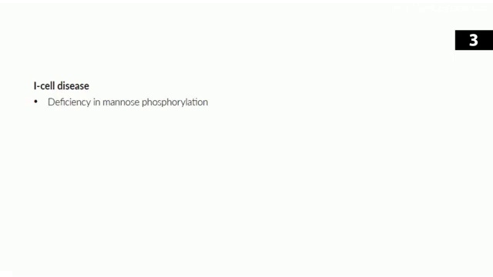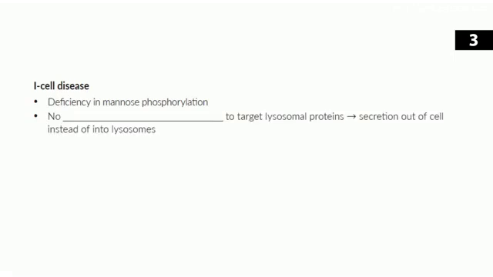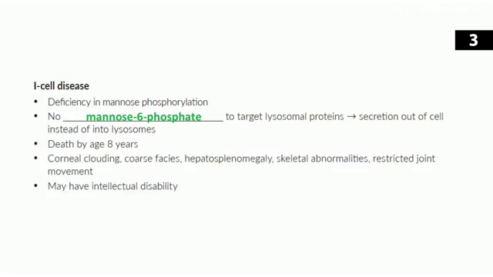Well, this causes something called I cell disease or inclusion cell disease, which is an inherited lysosomal storage disorder. There's a deficiency in mannose phosphorylation, and without that mannose-6-phosphate address label to target the proteins to the lysosomes, these enzymes are secreted outside the cell. Now, this results in high plasma levels of lysosomal enzymes, clouded corneas, coarse facial features, and restricted joint movement. I cell disease is often fatal in early childhood, and it looks very similar to mucopolysaccharidoses, such as Hurler syndrome or Hunter syndrome.